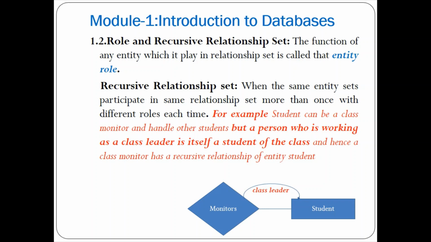For example, let us take the student entity. Here, the student can be a class monitor and handle the other students. But a person who is working as a class leader is itself a student of the class. Hence, the class monitor has a recursive relationship with the entity student.